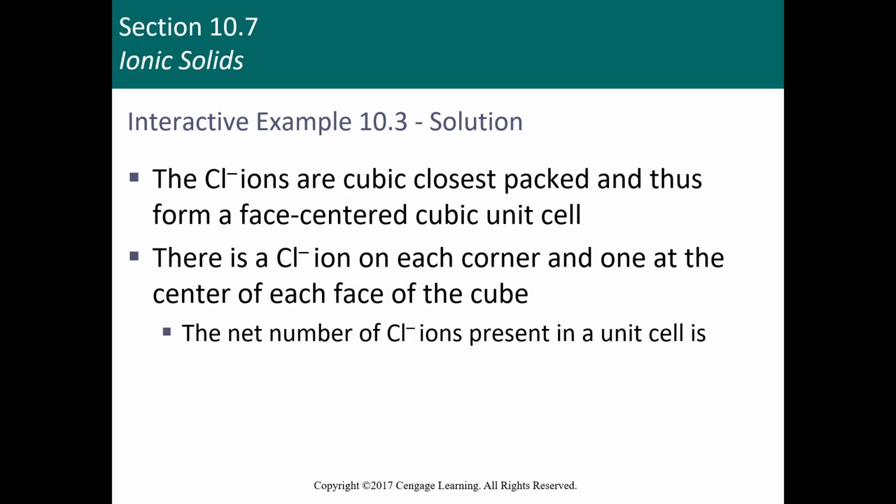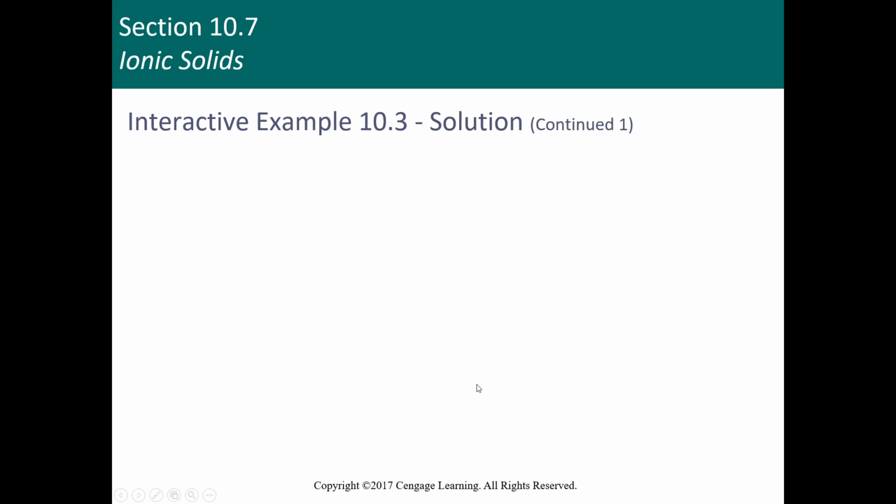The net number of chloride ions present in the unit cell is going to be the same as every other, the spheres, when we talked about the face-centered unit cell. And so that's going to be 4 chloride ions per unit cell. Remember that you don't have whole chloride ions on the vertices, you only have eighths. That's where this number comes from. These are the ones on the face, which you only have half in the cube.